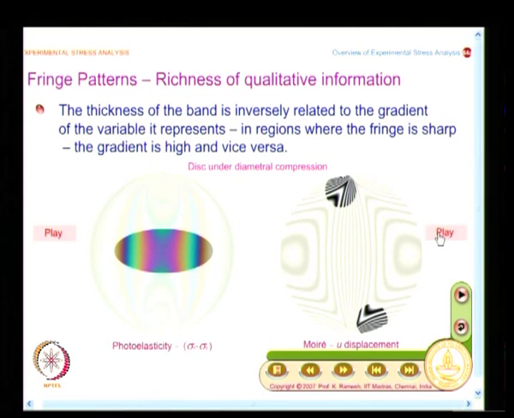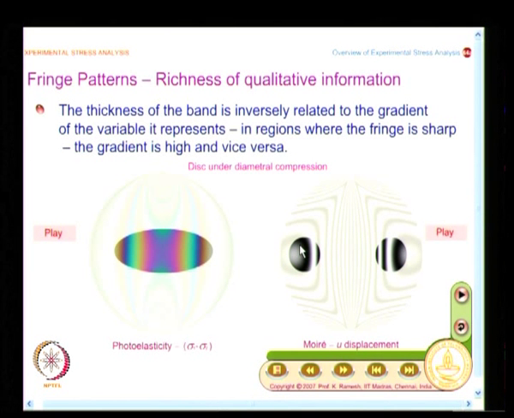So, I can find out by looking at the fringe patterns whether the gradient of the information is high or low. I can find out from the thickness, and this is not a property of photoelastic fringes. You see a similar one even in moire. I go to moire and look at it, you see this is very sharp, the thickness increases, and that is how you find. The same fringe has thick and thin, it is thinner here, it is thicker at the corner, and this becomes much thicker.